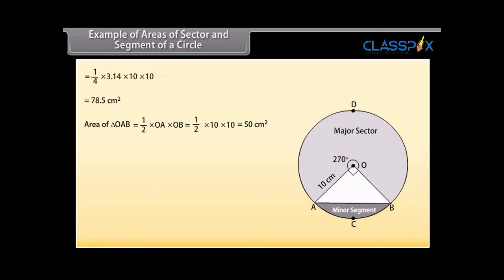Area of triangle OAB is equal to 1 upon 2 into OA into OB is equal to 50 centimeters square. Now area of minor segment ACB is equal to area of minor sector OACB minus area of triangle OAB, which equals 78.5 minus 50, which becomes 28.5 centimeters square.